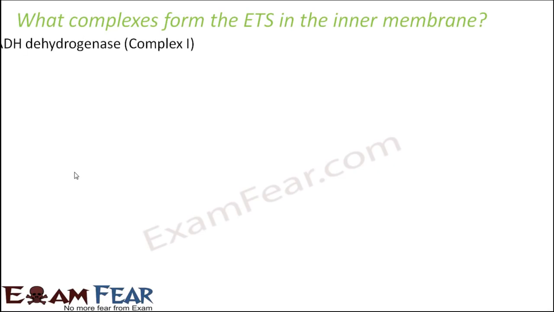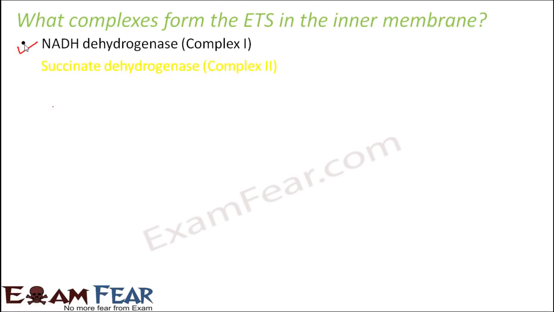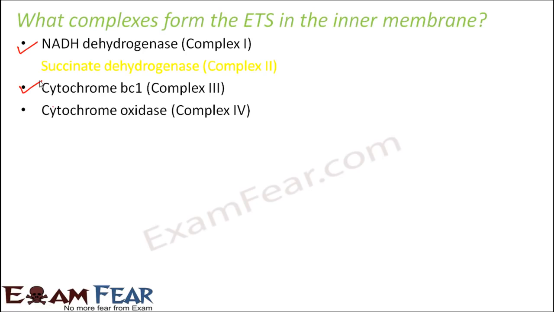So what are the complexes here? NADH dehydrogenase, which is also referred to as complex 1. In order to not use such complex names, they have been marked as complex 1, 2, 3, 4 and so on. So NADH dehydrogenase is the first complex. Next is cytochrome BC1, which is complex 3. Then cytochrome oxidase, which is also called complex 4, and ATP synthase, which is termed complex 5. So these are the 4 important complexes.